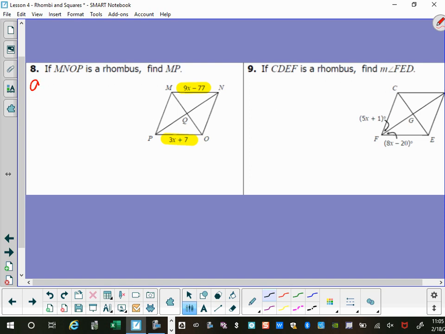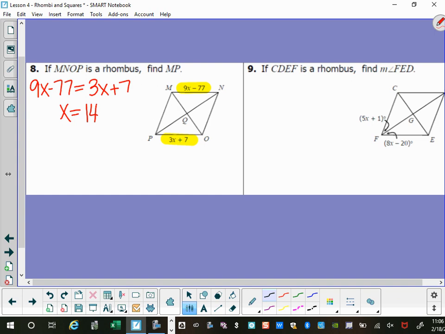So I'm going to have 9x minus 77 is equal to 3x plus 7. That's what I see all the time, is that you guys see sides and you start saying it's equal to 180. You cannot have a side equal to an angle measure. Remember, 180 is always our angle measure. So what do we get for x? 14. You put this into Desmos, you get x equals 14.